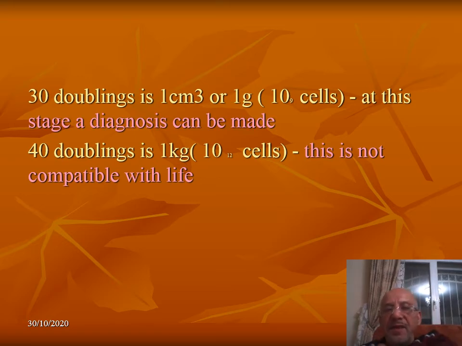So, in summary, we need 30 doubling times for a tumor to be 1 centimeter, 1 cubic centimeter, or 1 gram of tissue. And usually at this stage we are capable of diagnosing most of these tumors. And if there is a continuation of growth for a further 10 doublings, that means 40 doubling times, the tumor will be 10 to the power 12 cells, or a weight of 1 kilogram. In this situation the host cannot tolerate this tumor burden, and usually it is not compatible with life.